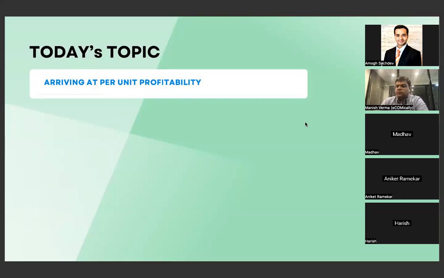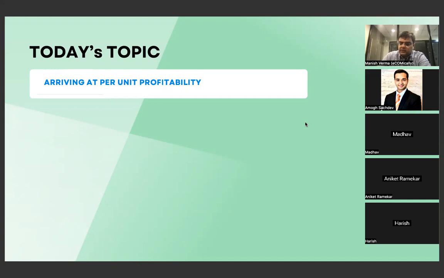Okay, so you want to say that the payments do not match. That is one part of it. And the second thing is the spends per unit, how do you see it? Okay. Yes. Any other question?